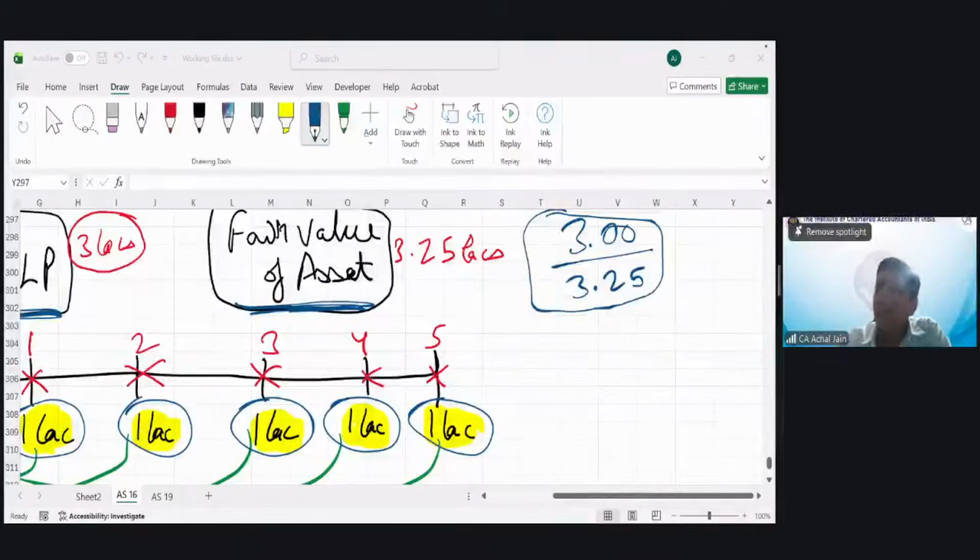Can you calculate the percentage? Who will calculate this? Great. Anil, Dhanlakshmi, they have shared this. They are saying it's 92.3%.